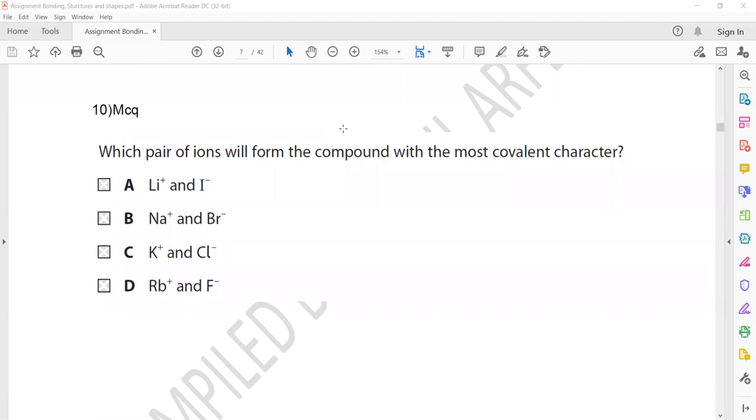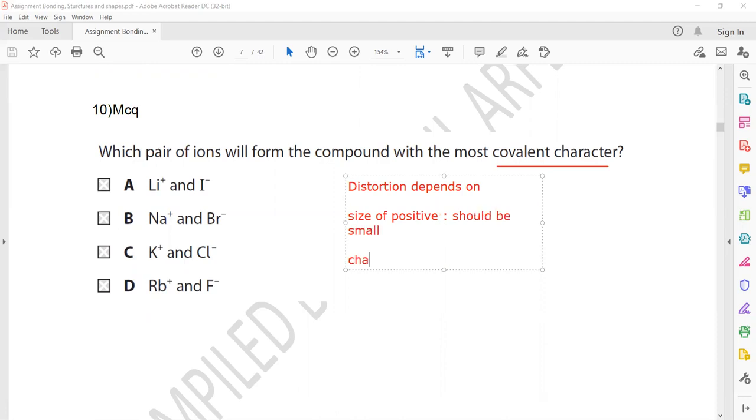Which pair of ions will form the compound that has the most covalent character? Most covalent character means which will cause a greater distortion to the negative ion. So as we know, the distortion or polarization depends on 3 factors. Number 1, size of the positive ion. For a greater distortion, it should be small.